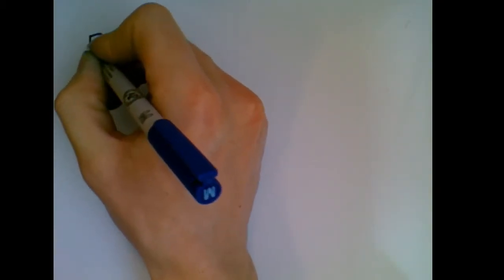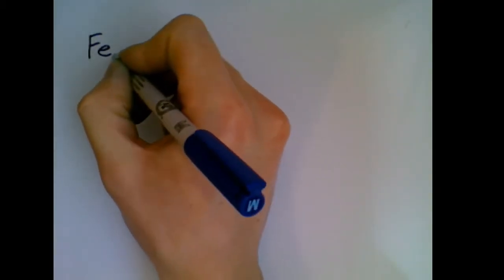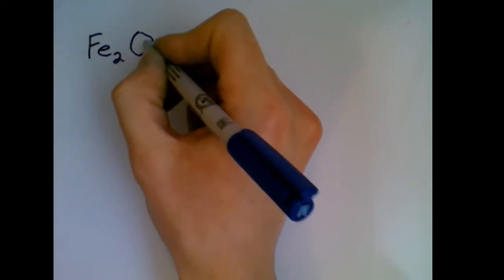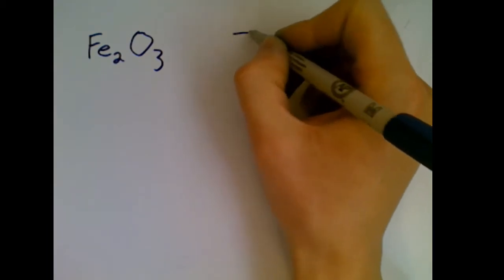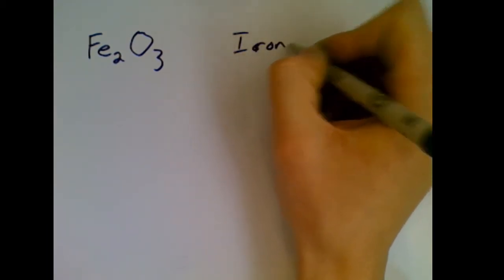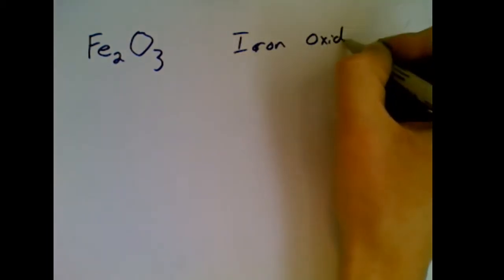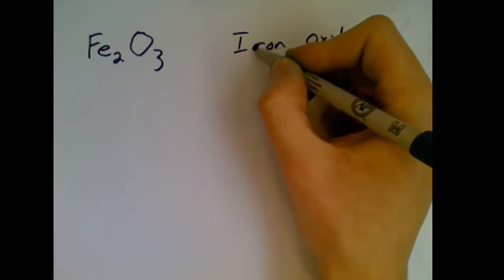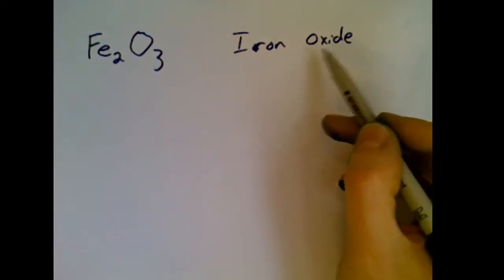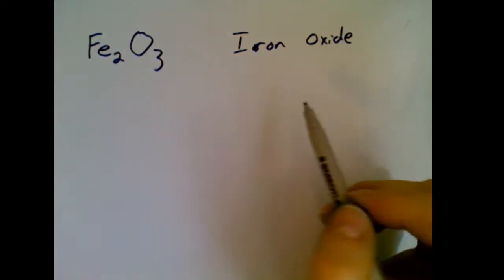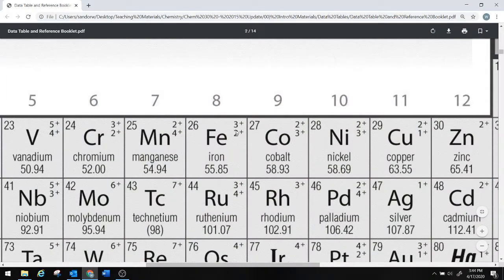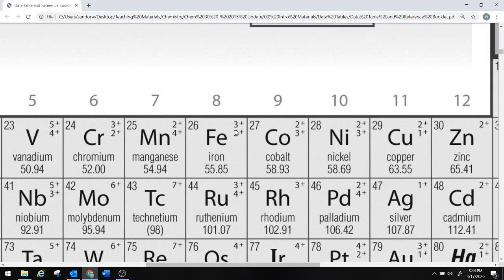Let's say I wrote Fe2O3. And you told me the name was iron oxide. Right? That's following the rules I've showed you so far. You wrote the metal's name, you wrote the non-metal's name afterwards, and then you changed the ending to IDE. But if I were to go to my periodic table, how do I know if this is supposed to be a 3 or if this is supposed to be a 2?